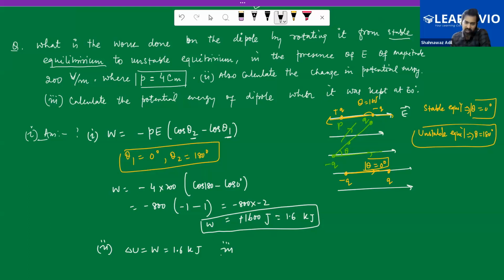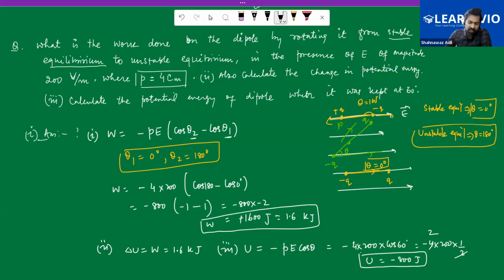So the third part is that we have to find out the potential energy, and for this we know that it is minus PE cos theta. So minus 4, 200 and cos of 60. Cos of 60 is 1 by 2. So this is minus 800 joules. So this is the potential energy. Right.